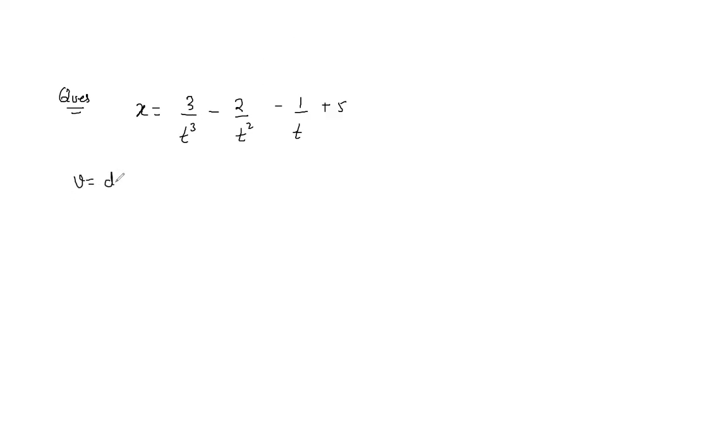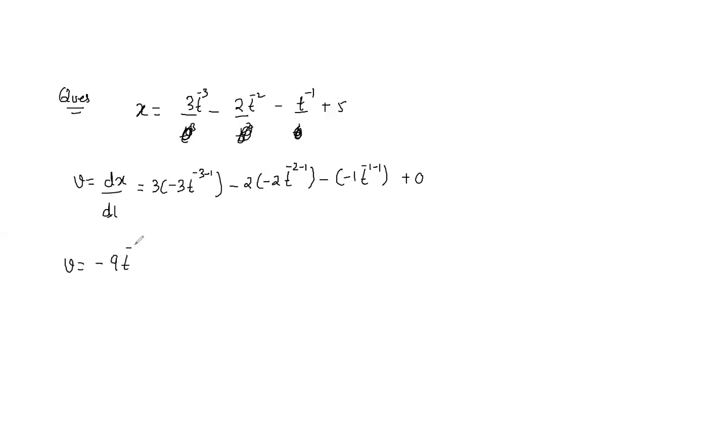So velocity is dx over dt. We can write this as 3t to the power minus 3, minus t to the power minus 2, minus t to the power minus 1, plus 5. So I'm differentiating it directly. 3 is a constant. You can take this constant outside the differentiation. t to the power minus 3 gives minus 3 t to the power minus 3 minus 1. Minus 2 t to the power minus 2 gives minus 2 t to the power minus 2 minus 1. Minus t gives minus 1 t to the power minus 1 minus 1. And the derivative of 5 is 0. So your velocity is minus 9 t to the power minus 4, plus 4 t to the power minus 3, plus t to the power minus 2.